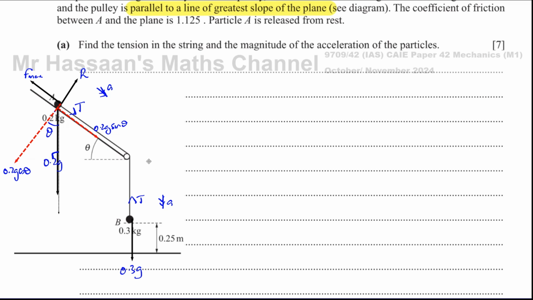Okay, so basically now we're going to consider A and B. We resolve the forces perpendicular to the plane for A. We'll have R is equal to 0.2g times cosine of theta, all right? It's not moving in this direction, which is perpendicular to the plane. So the acceleration there is 0. So R is equal to 0.2g cosine theta.